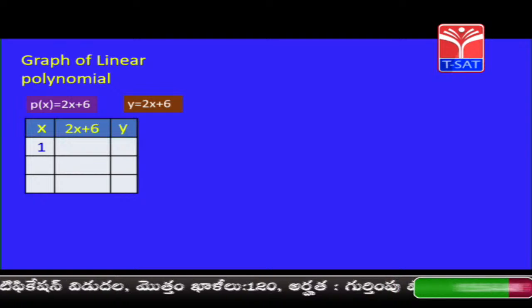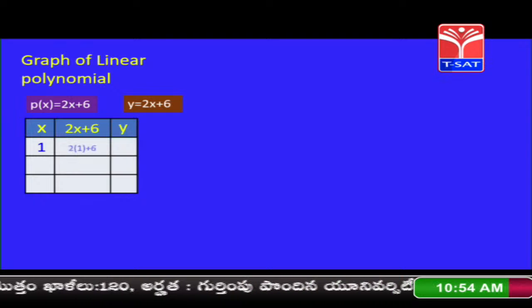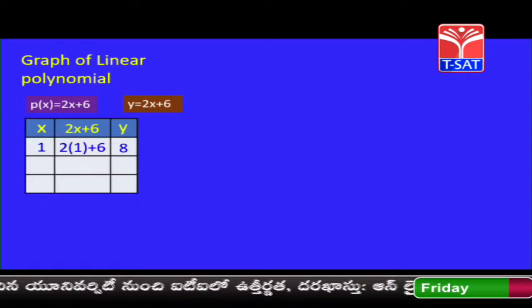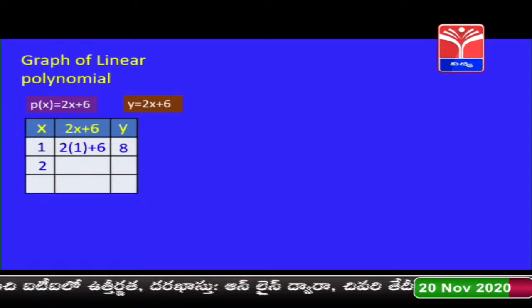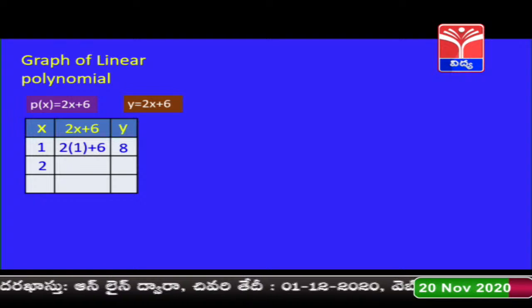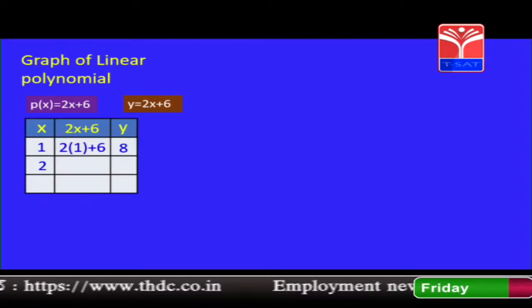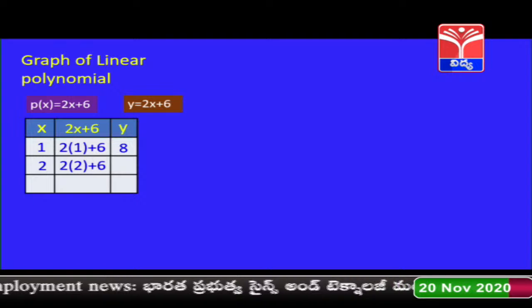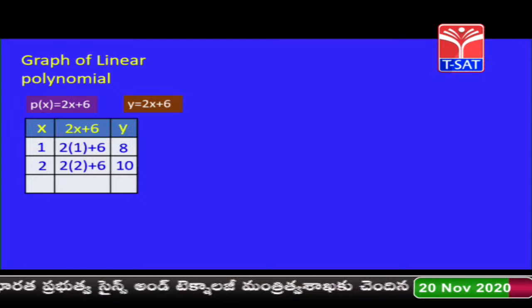Already we found the value of the polynomial many times. Now it will be 2 into 1 plus 6, then y is equal to 8 here. Like that, try to find when x is equal to 2. Okay, have you found it? Yeah. Now check with your answer. If you have already finished, check with this answer: 2 into 2 plus 6 equals 10 here.